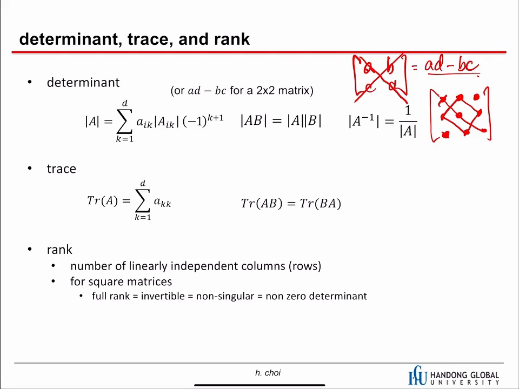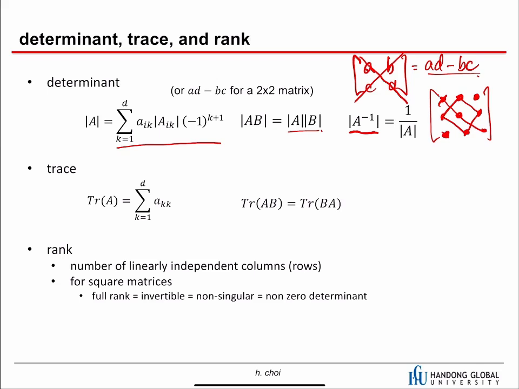We can do this for a D by D matrix too. This one is the generalized determinant equation. The determinant of a product of two matrices can be obtained by multiplying the two determinants, and the determinant of the inverse matrix is 1 over the determinant of A.